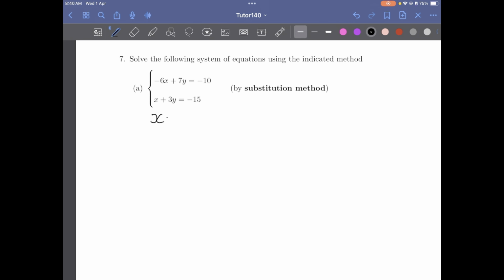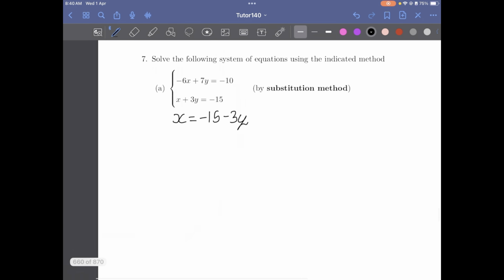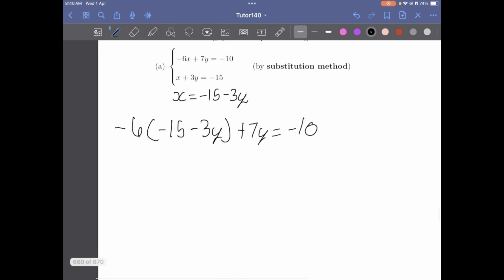Solving for x, we're going to have x is equal to negative 15 minus 3y. You're going to substitute that into this equation. So we have negative 6, negative 15, we substituted the x, minus 3y, plus 7y is equal to negative 10. Now we're going to solve for y with our handy dandy calculator.